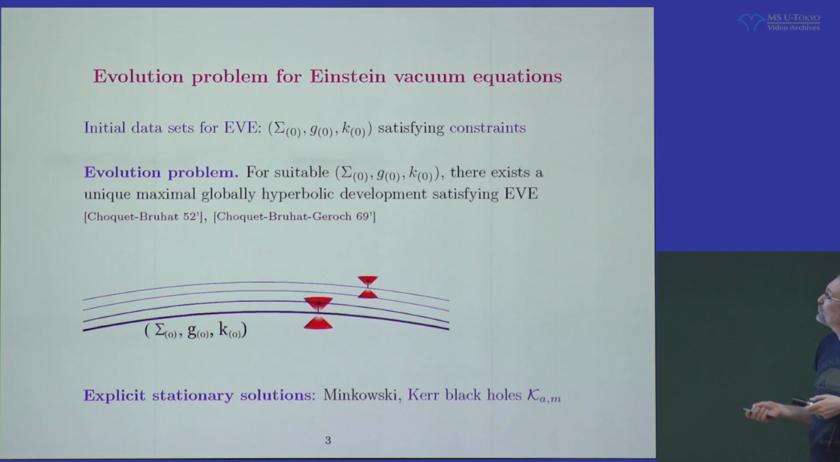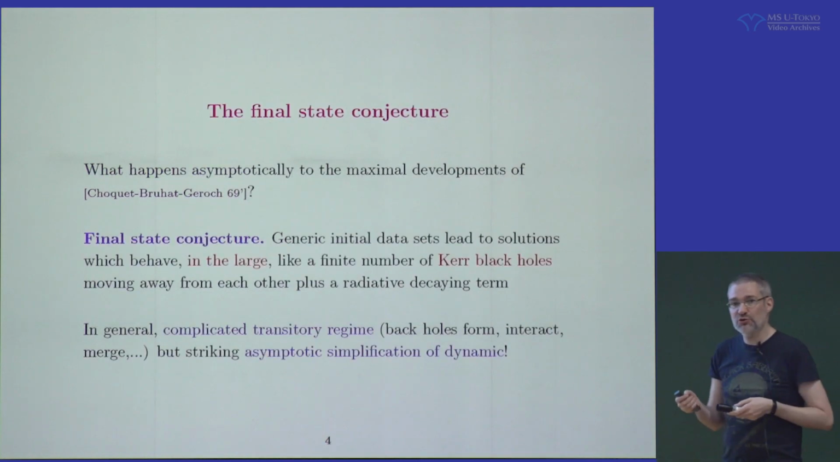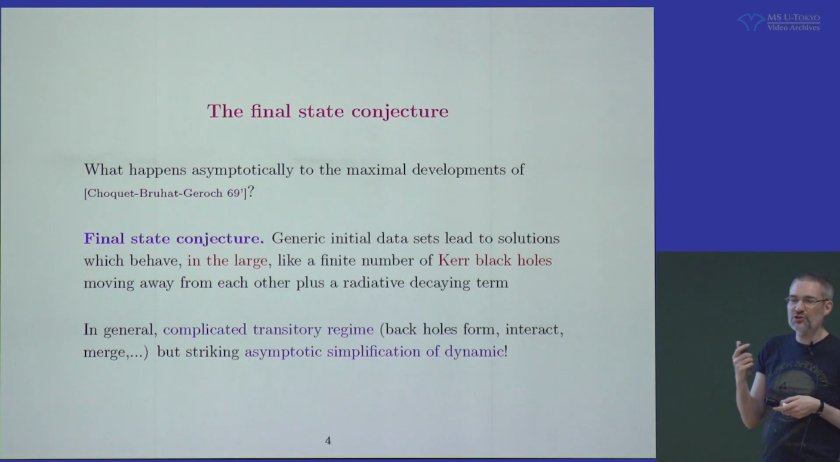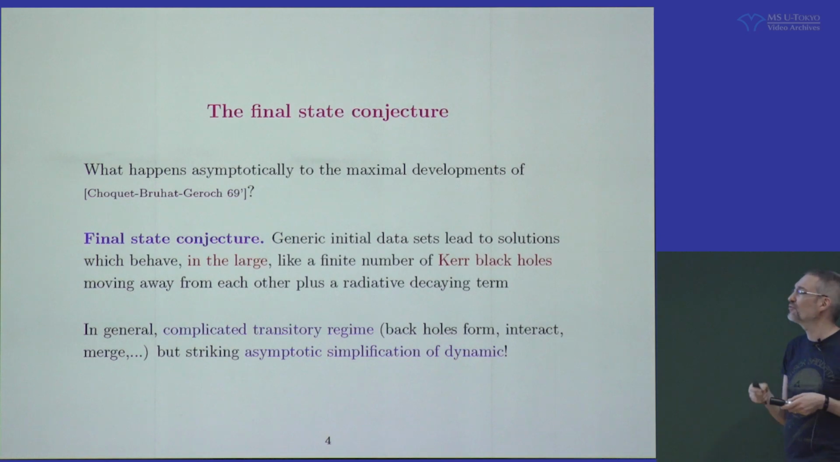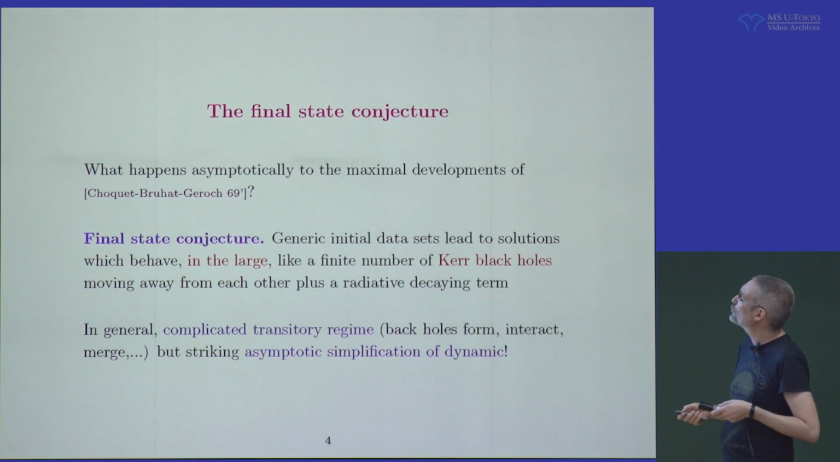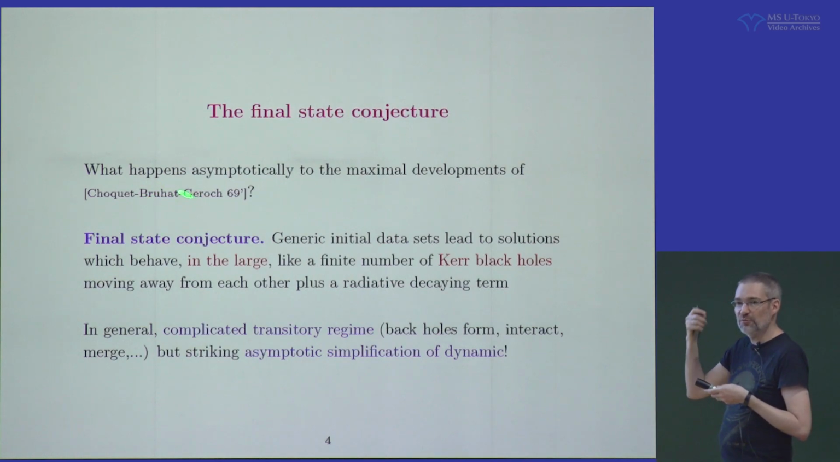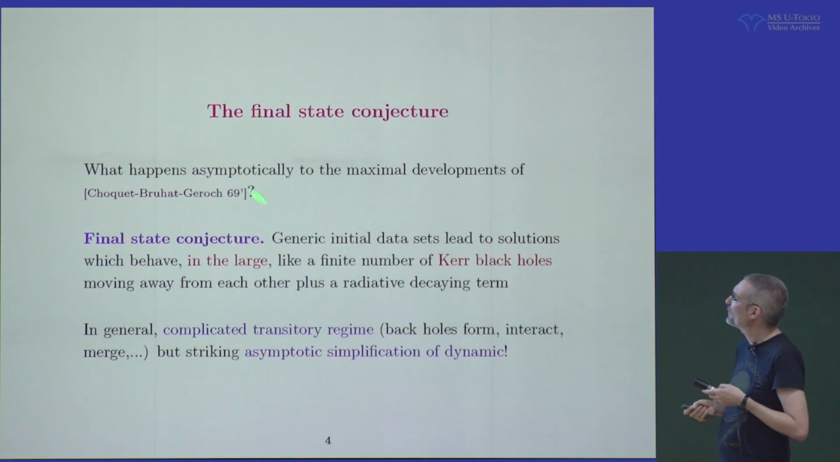Okay, so to start the discussion and to motivate what I'm going to say, I want to present a central conjecture which you should think of as a very long-term goal, which is a motivation for the entire field of mathematical GR, and that's the so-called final state conjecture. And it answers the following question: what happens asymptotically to these maximal developments? In other words, Choquet-Bruhat and Geroch associate to any initial data a maximal development. I want to understand what happens asymptotically, in other words, for very large time. Of course, time is a dubious notion in general relativity, so take time in quotes.